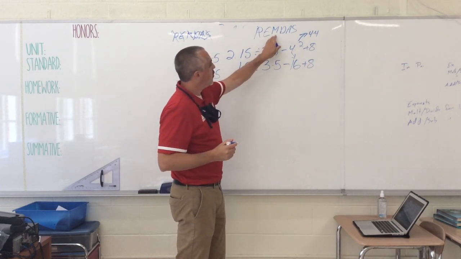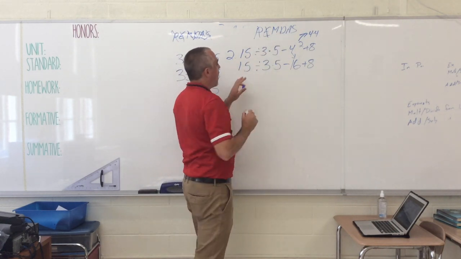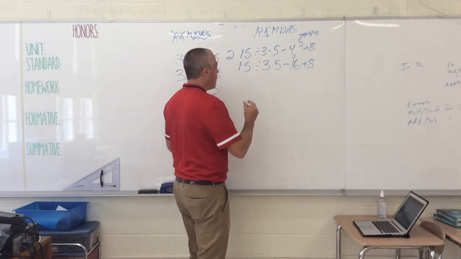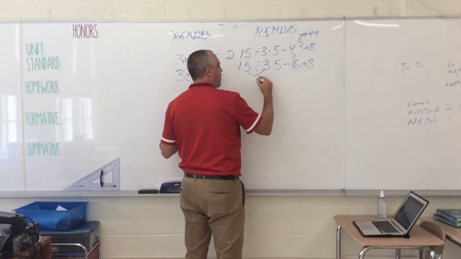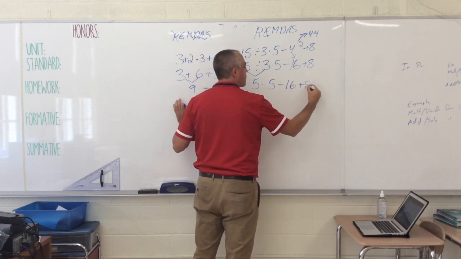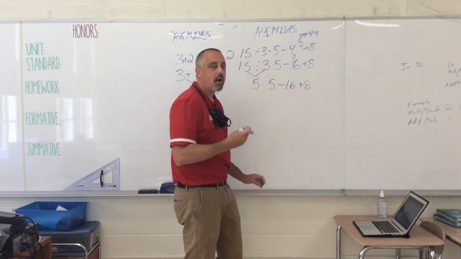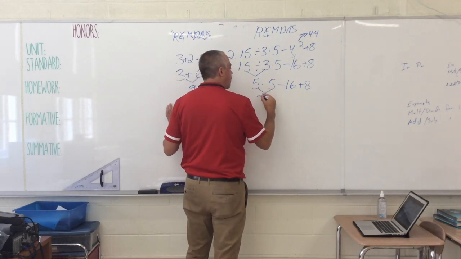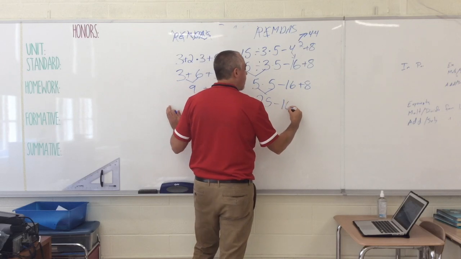Now I have checked multiplication, division. Well, I have division, multiplication, subtraction, addition. So I need to go left to right. I'm going to do 15 divided by 3, or 5 times 5 minus 16 plus 8. So I just do one step at a time because I don't want to make a silly mistake when I don't have to. Now I do 5 times 5 and get 25.